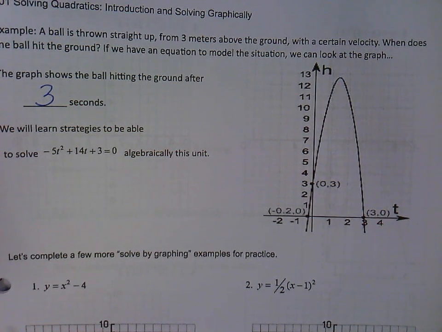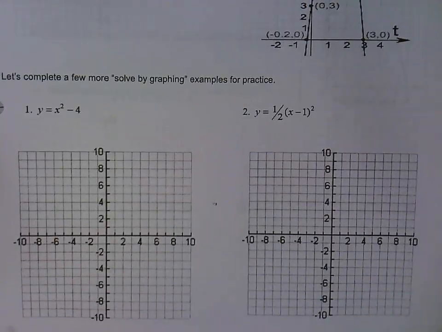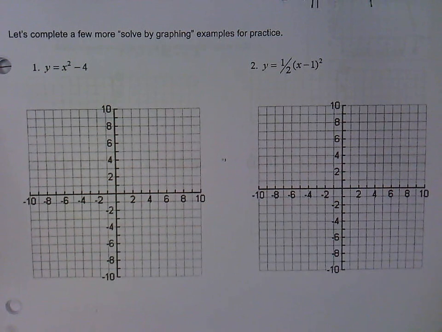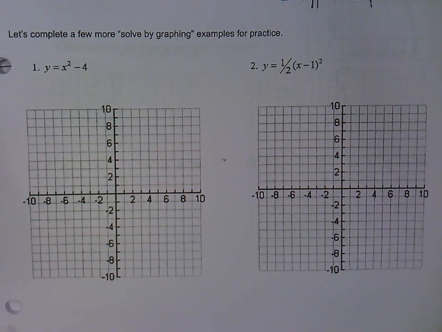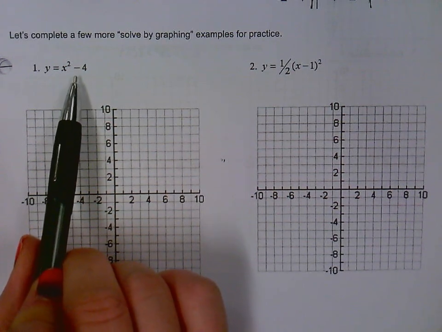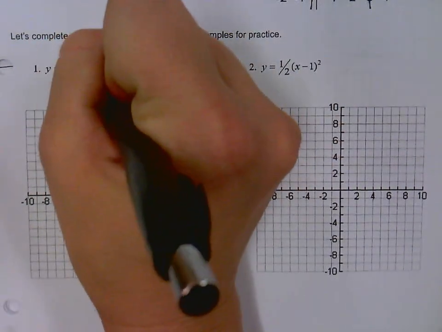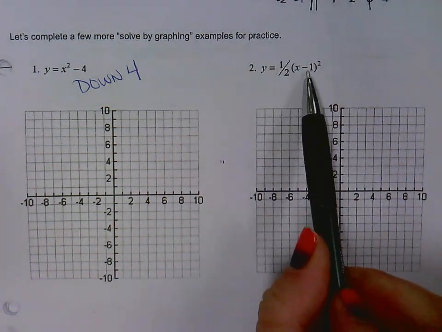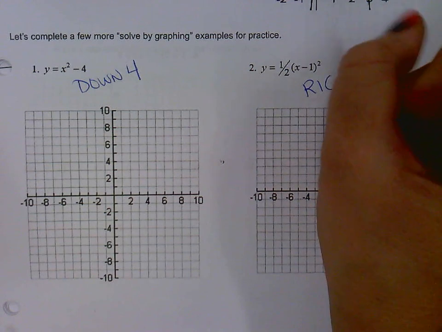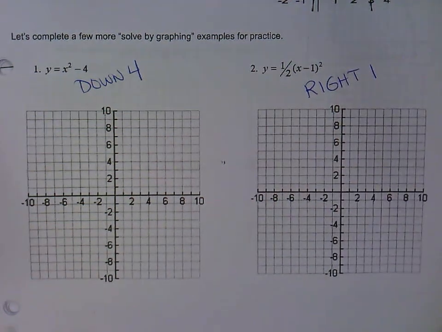Okay. So let's complete a few more solving by graphing examples for practice. We should remember how to graph these. So graphing is not going away. These are both in vertex form. Some of you who have to retake the Unit 2 test, this will help you prepare for that retake. What does minus 4 do on this one? Down 4. And what does the minus 1 do on number 2? Right 1. Does that hopefully ring a bell? We don't want to forget those transformation rules.